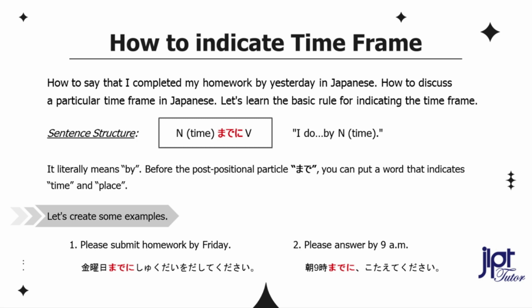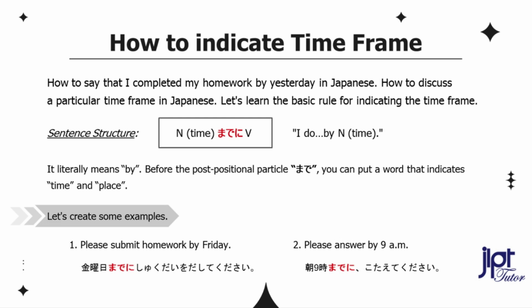Let's have some examples. Please submit homework by Friday. 金曜日までに宿題を出してください。 Please answer by 9 a.m. 朝9時までに答えてください。 This indicates completing something within a set time frame. It literally means by time or date.